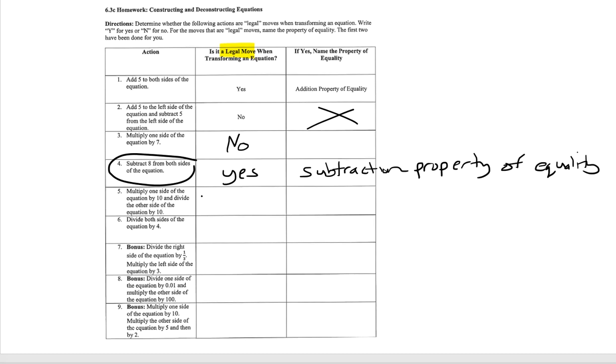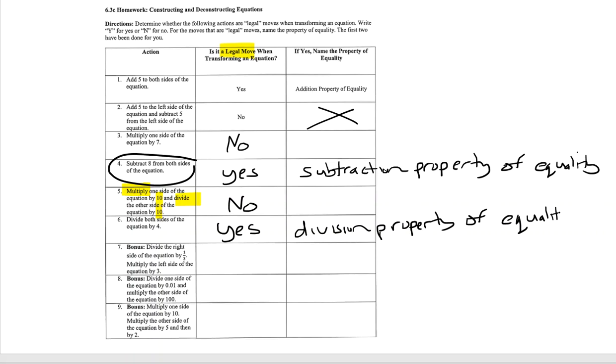Okay, number 5, multiply one side of the equation by 10 and divide the other side of the equation by 10. No, even though we're talking about a 10 on each side, on this side you're multiplying and on this side you're dividing, and that is not a legal move. Okay, number 6, divide both sides of the equation by 4. We would say yes, that works. And that is the division property of equality. The division property of equality says as long as you divide both sides of the equation by the same thing, it keeps the equation equal.